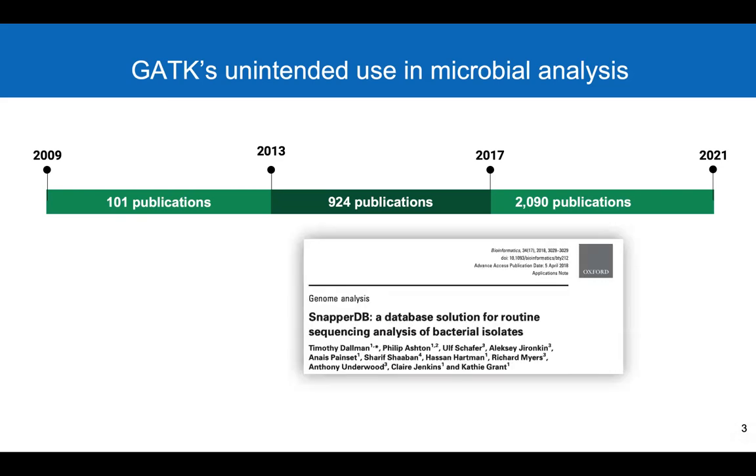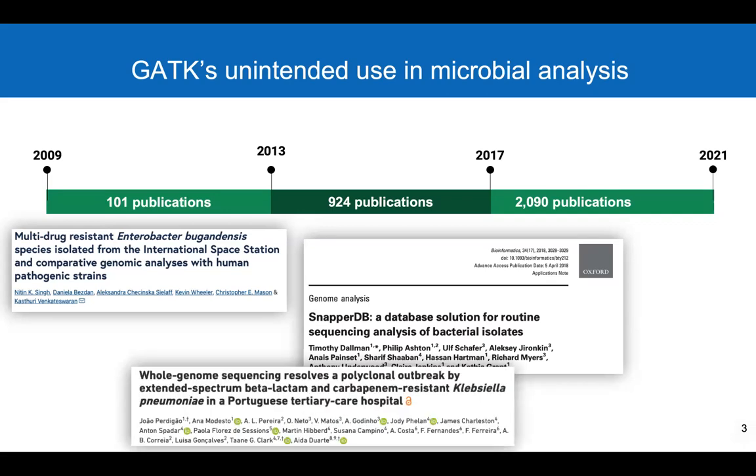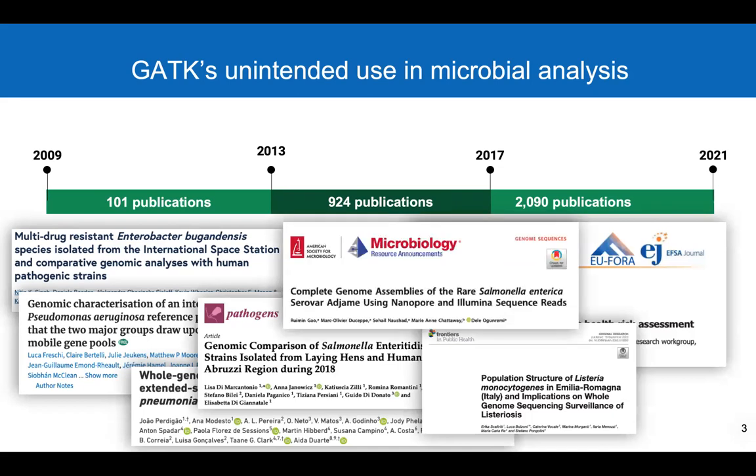One example of this is SnapperDB, which uses GATK to generate a bacterial variant database used by the England Public Health Department for pathogen surveillance. Other examples include a study of Enterobacter strains isolated from the International Space Station, outbreak analysis of Klebsiella, and various other highly important research.